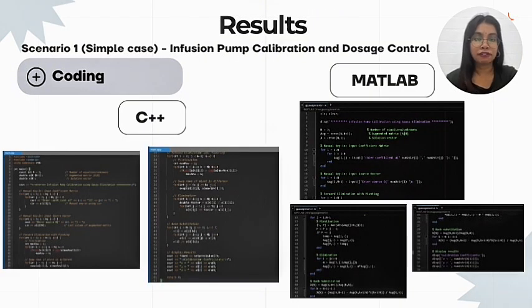This is the coding for scenario 1, which is a simple case regarding infusion pump calibration and dosage control. We attach the C++ coding screenshot and also the MATLAB software coding screenshot.